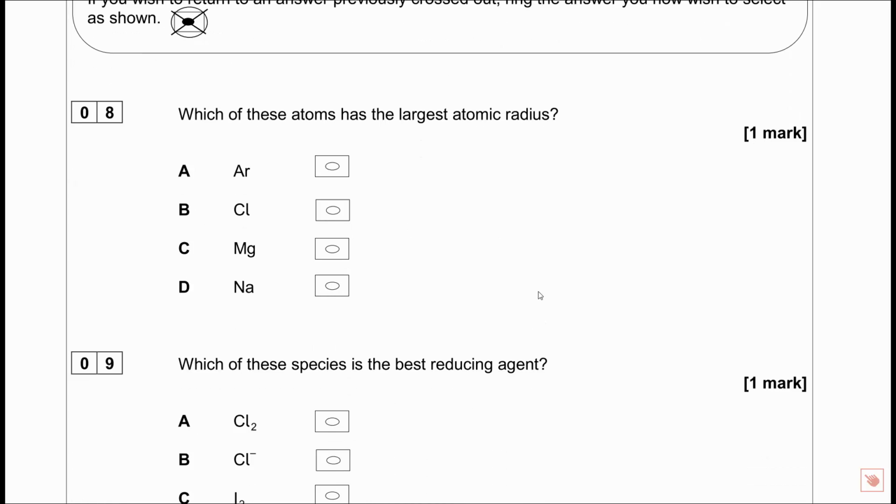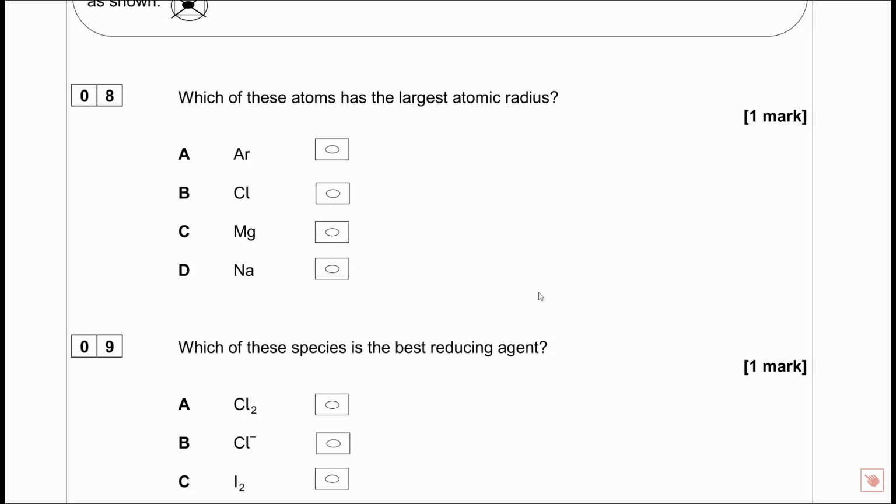Which of these atoms has the largest atomic radius? 4 choices: argon, chlorine, magnesium, or sodium. Basically what we're going to do, if we've got our periodic table like this, furthest left are our bigger atoms here, and the lower down we are in a group, the bigger they are.